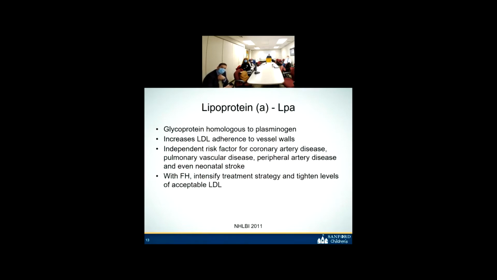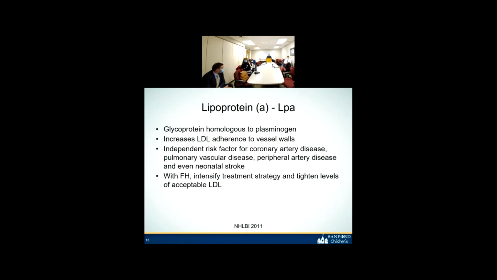And some of the newest, I guess, hot topic for lipids would be lipoprotein A. And so lipoprotein A is an interesting risk in and of itself. It's a glycoprotein that's similar to plasminogen, and it increases the adherence of LDL to your blood vessels. And so this is an independent risk factor for coronary artery disease. If you have elevated LPA, it's a genetic predetermined risk. And that actually will increase your risk for pulmonary vascular disease, peripheral artery disease, and even neonatal stroke. So in and of itself, an independent risk factor.